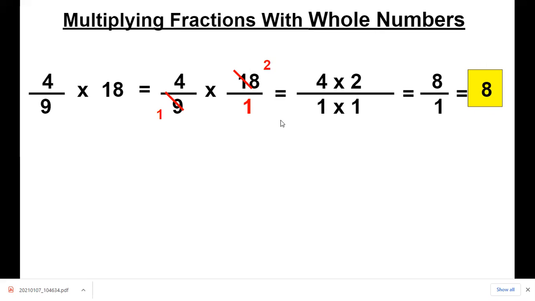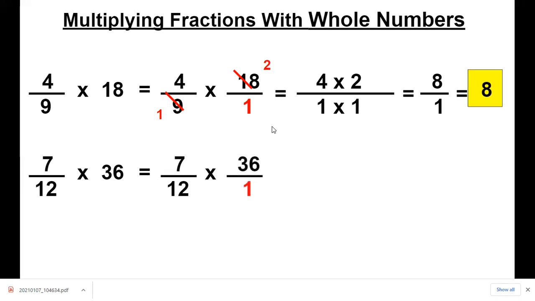Okay, we didn't have to do any dividing to make a mixed number on that one, so that was nice. Let's try 7/12 times 36. We're going to rewrite that as 7/12 times 36 over 1. Now notice how 12 will divide into 36, so I'm going to do that. I'm going to cross those off, and 36 divided by 12 is 3, and 12 divided by itself is 1.